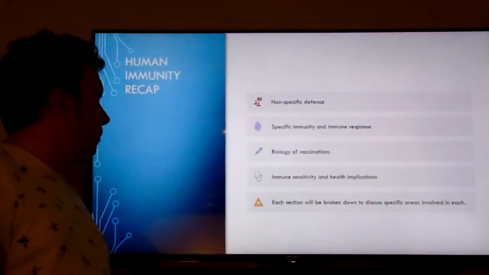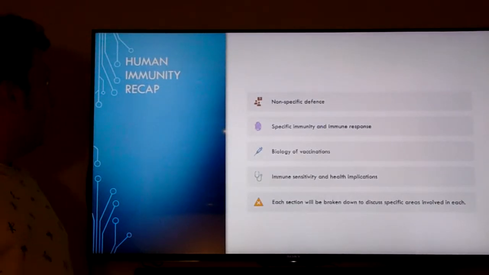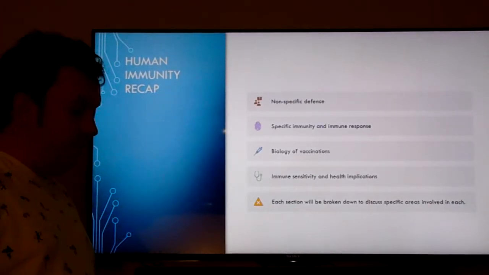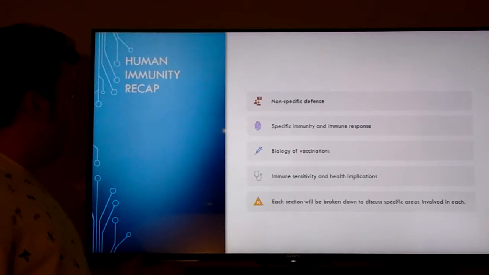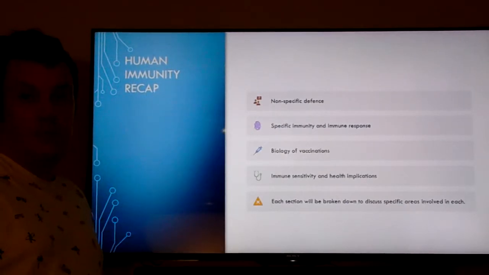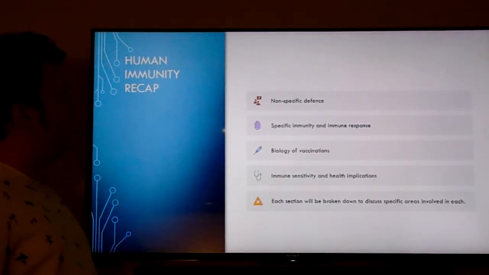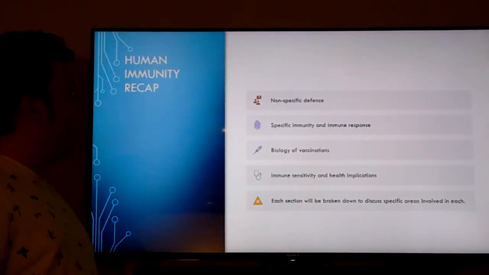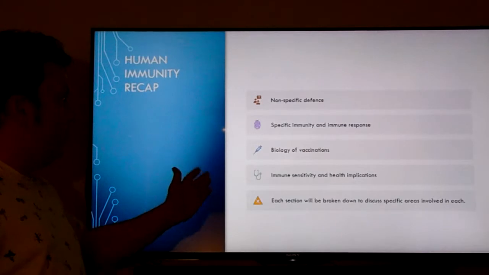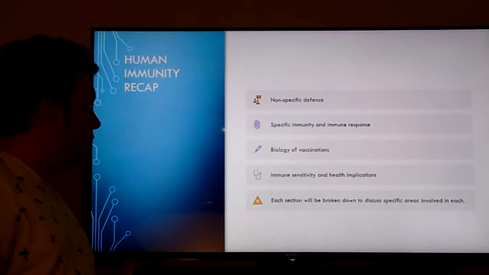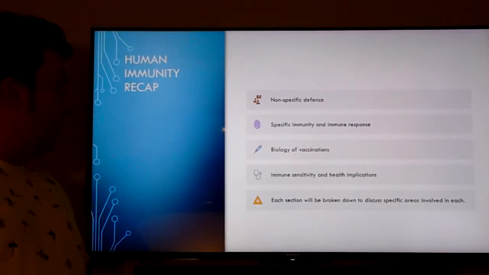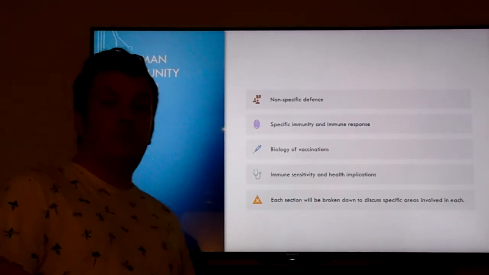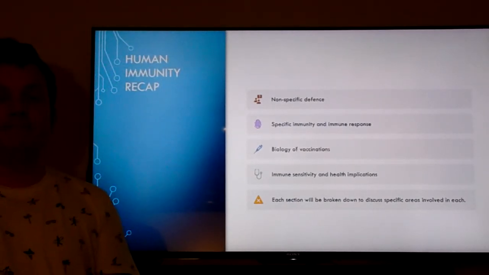So this is the end of the presentation, and we've looked at the non-specific defences and broken that down into its component parts. We've looked at specific immunity and the immune response. We've looked at the biology of vaccinations. We've looked at immune sensitivity and health implications, and each section was broken down to discuss specific areas involved in each. Thank you.